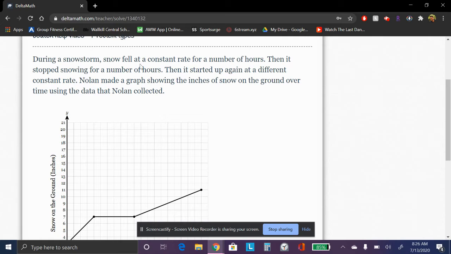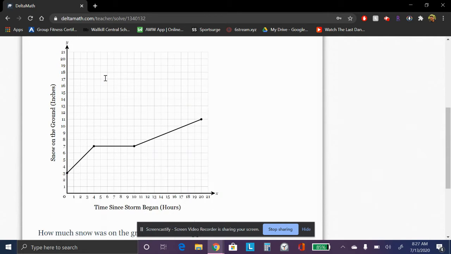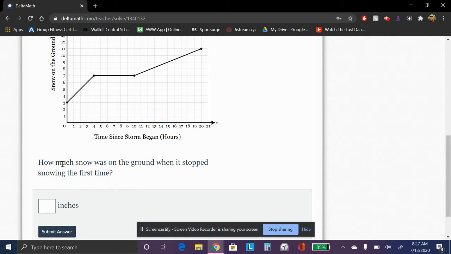So it says, during a snowstorm, the snow fell at a constant rate for a number of hours. Then it stopped snowing for a number of hours. Then it started up again at a different constant rate. Nolan made a graph showing the inches of snow on the ground over time using the data Noah collected. So there we go. We have a problem where it fell, stopped, and then fell again at a different constant rate. How much snow was on the ground when it stopped snowing the first time?